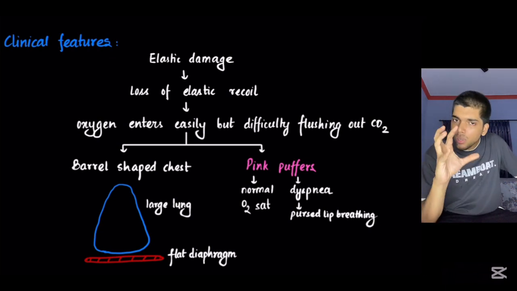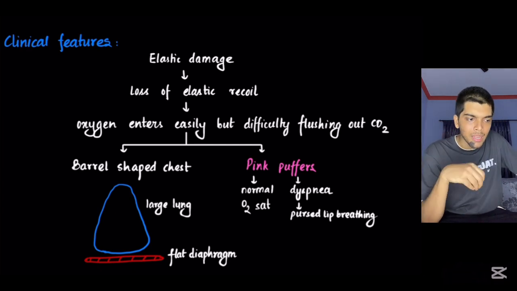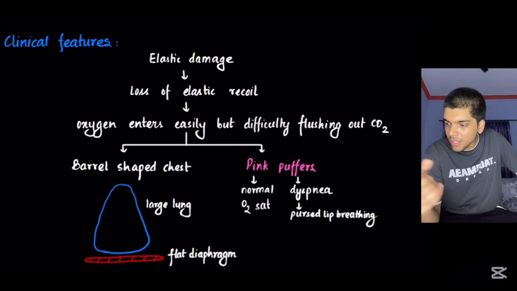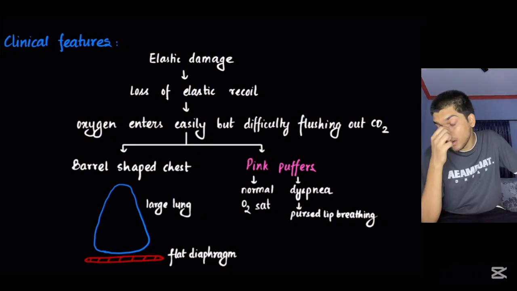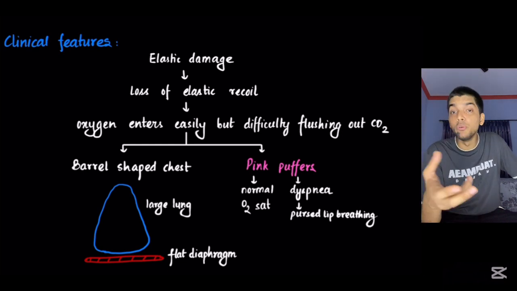Etiology. The most common cause for chronic obstructive pulmonary disease is smoking. The specific cause for emphysema is alpha-1 antitrypsin deficiency. Other causes are environmental pollution, genetics, familial reason, and occupation, like pneumoconiosis.